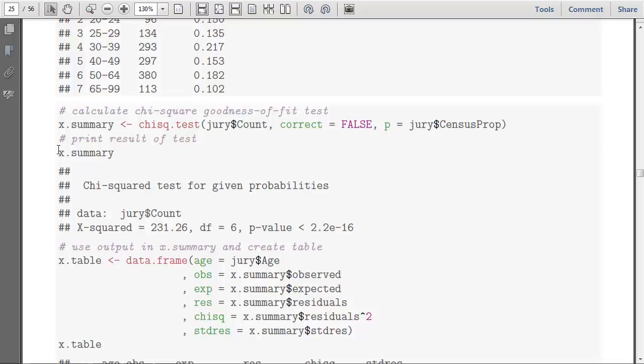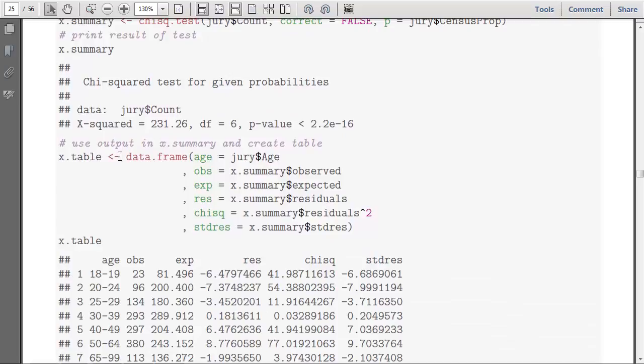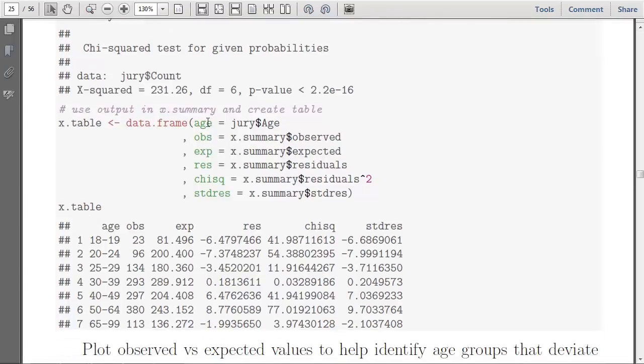From that calculation in the x.summary, there's a bunch of numbers that we can use for creating plots and so on. And so I'm creating a new data frame here, and I'll have the table here that we can look at at the same time as I describe how we're creating it. So we've got 6 columns. The first one is the age column. Okay, so those are our labels from our original jury data.